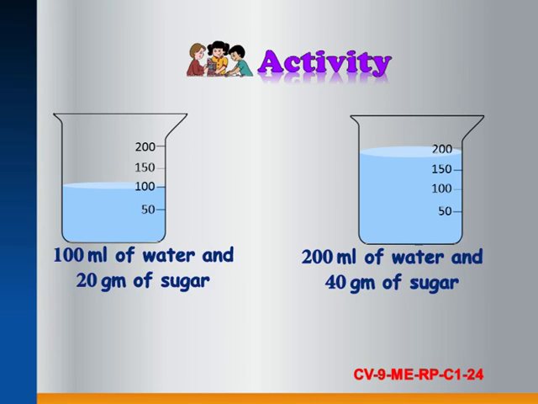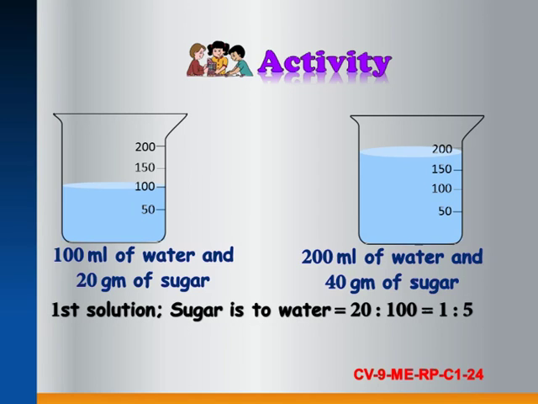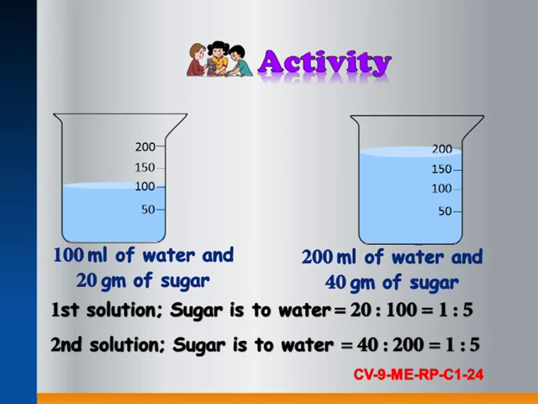Are the ratios of water to sugar in both the sugar solutions same or different? The answer is same, because the ratios of sugar to water in the two solutions are as follows. First solution, sugar is to water is equal to 20 is to 100 is equal to 1 is to 5. In the second solution, sugar is to water is equal to 40 is to 200 is equal to 1 is to 5.